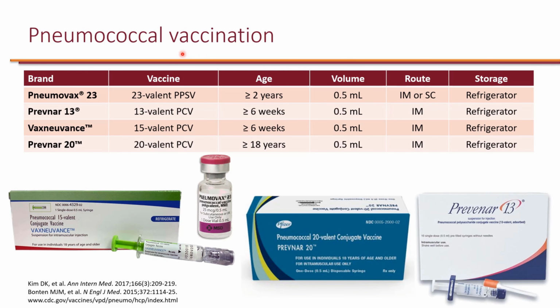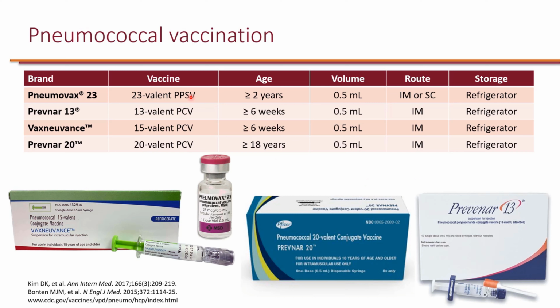There are currently 4 different pneumococcal vaccine products on the market in the United States. The first one is Pneumovax 23, which is a 23-valent pneumococcal polysaccharide vaccine. And what that means is that it includes 23 serotypes of Streptococcus pneumoniae in this vaccine. It is approved for ages 2 years and older, and it is available as a 1-dose vial. So this needs to be drawn into a syringe, can be administered as an intramuscular or a subcutaneous injection, and all of these products must be stored in a refrigerator.